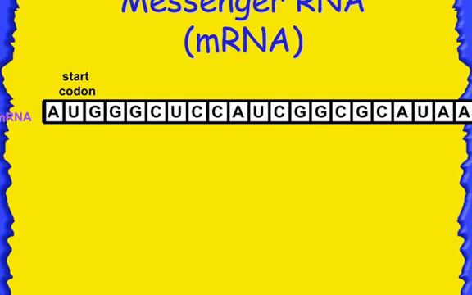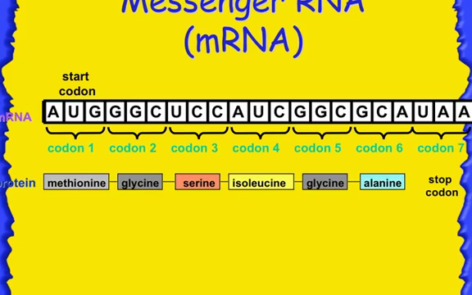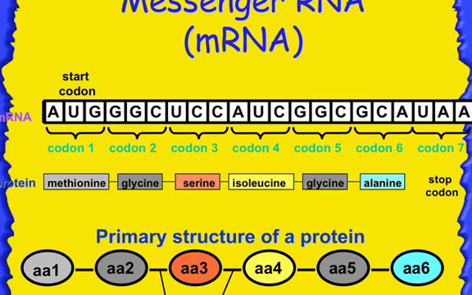And here's another example of how this works. Messenger RNA contains all of those codons, and it codes for this particular protein. Methionine is AUG, glycine is GGC, etc. And then we have our stop codon at the end. So the primary structure of the protein puts all of these amino acids together by peptide bonds.